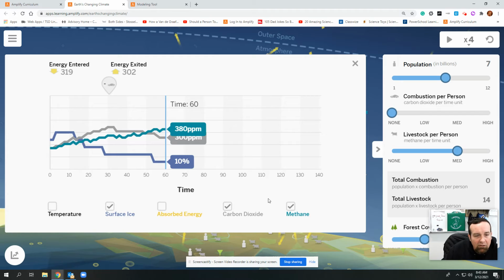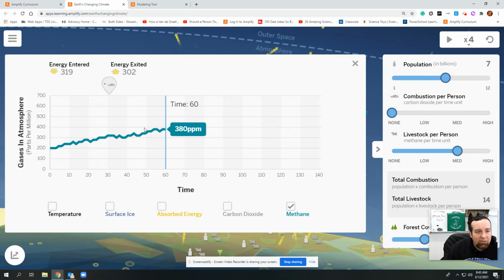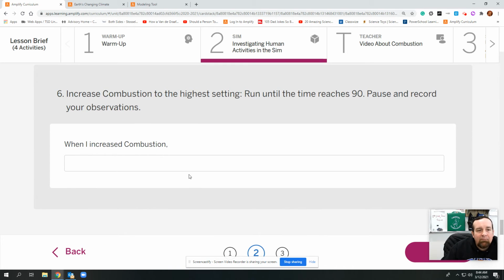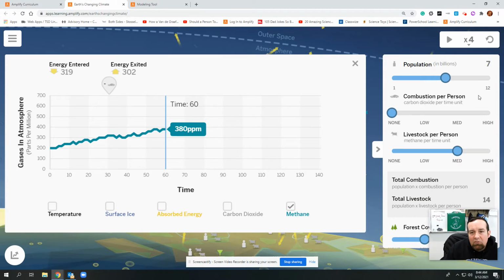And then methane, of course, combustion is the burning of fossil fuels. And methane is produced by mostly agricultural practices, so farming. And so we didn't impact that at all by changing our combustion. So let's record those observations there. And now we're going to do the super crank. Crank it all the way up. And we are going to push play. We're going to go to 90, and we're going to see what happens.